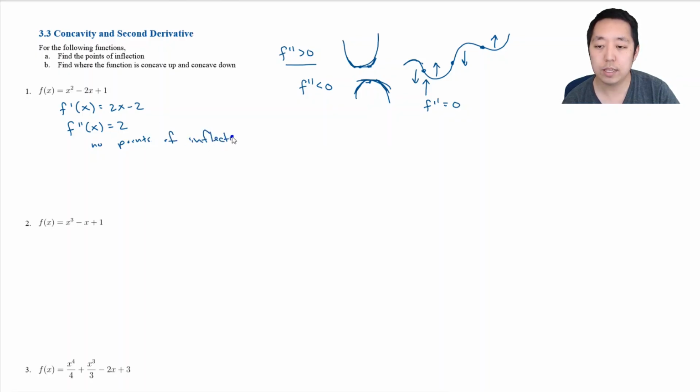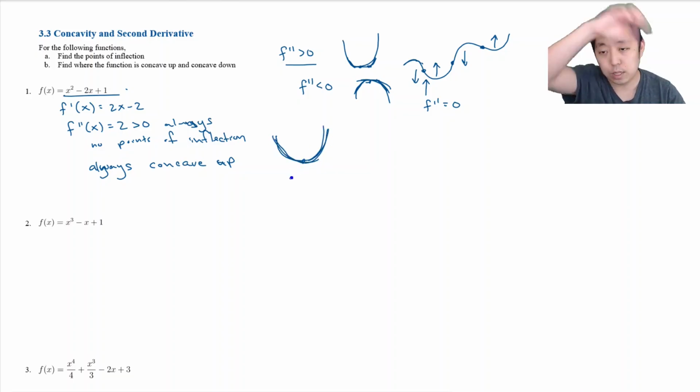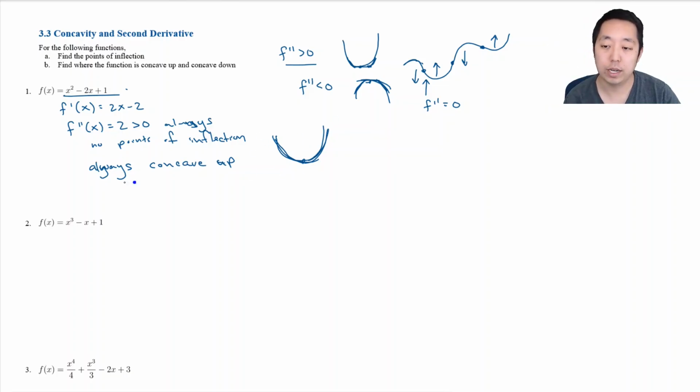And the second derivative, by being 2, is always greater than 0. So it's always concave up. And if you think about what this is a graph of, this is an upward-facing parabola, and it should make sense that it's concave up everywhere. It never looks like a bowl downward for this graph, right? And so that's what we have found analytically.